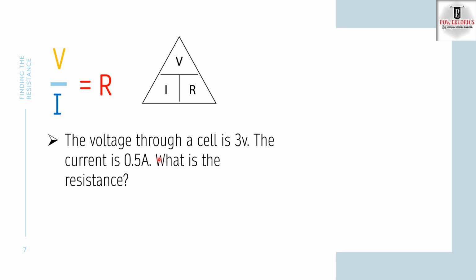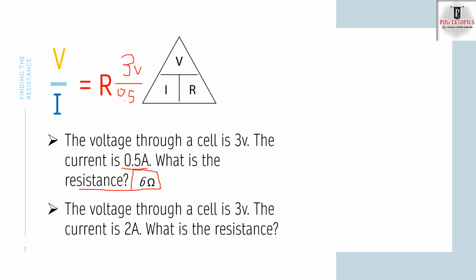Let's take a look at an example. The voltage through a cell is 3V. The current is 0.5 amps. What is the resistance? I predict that the resistance would be a lot because the current is so low. So 3V over 0.5 amps gives us 6 ohms, a resistance of 6 ohms. That's a lot.